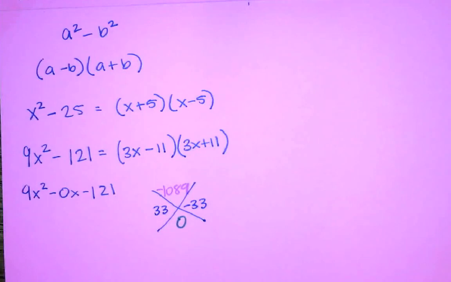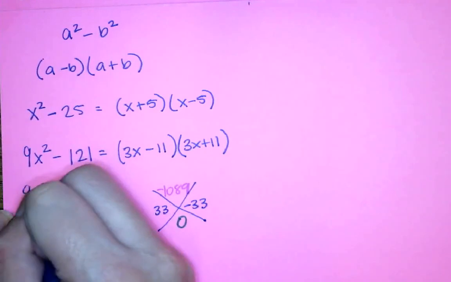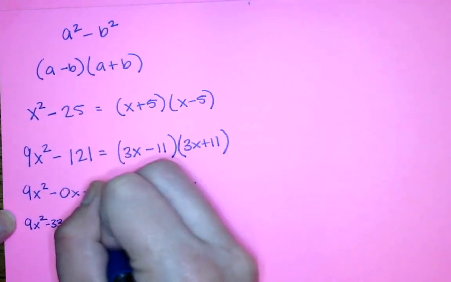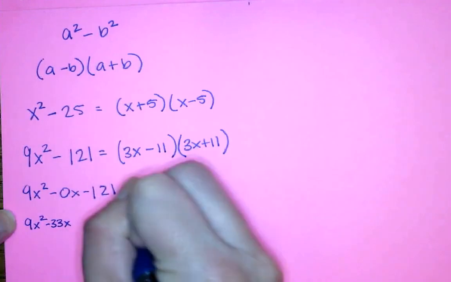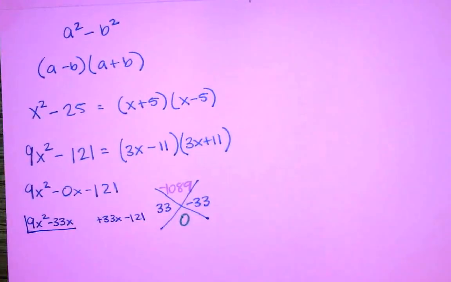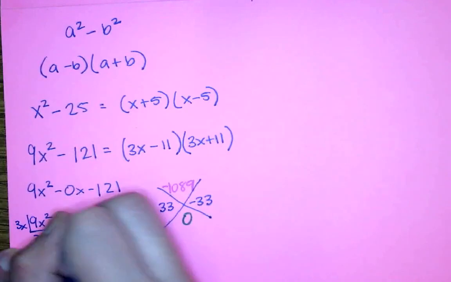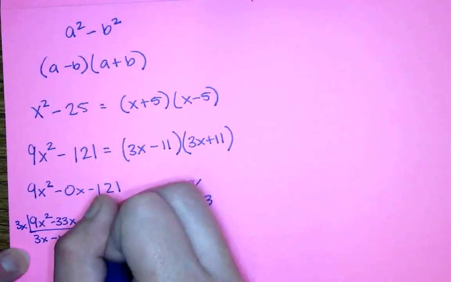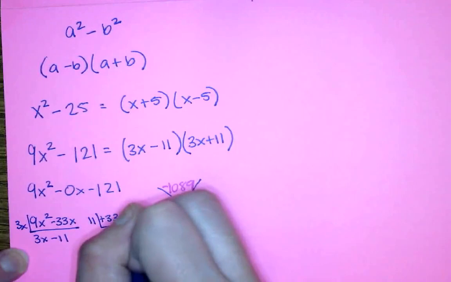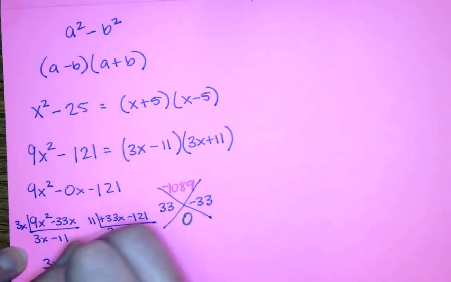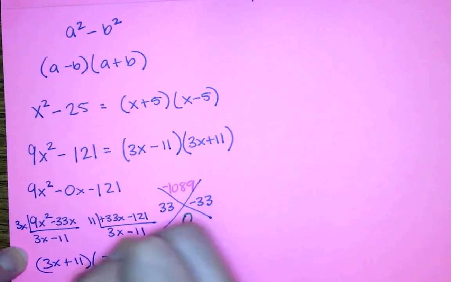So if you had done this, then you would have said, okay, 9x squared minus 33x plus 33x minus 121. I can take out a 3x, so I get 3x minus 11. I can take out an 11, so I get 3x minus 11. So we have 3x plus 11 and 3x minus 11. Whew! Do you guys see how much easier it is to memorize the pattern?